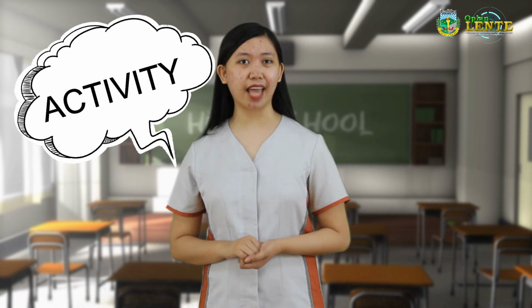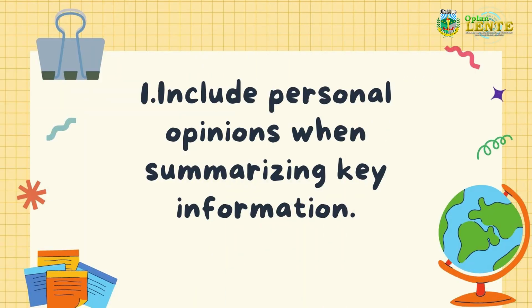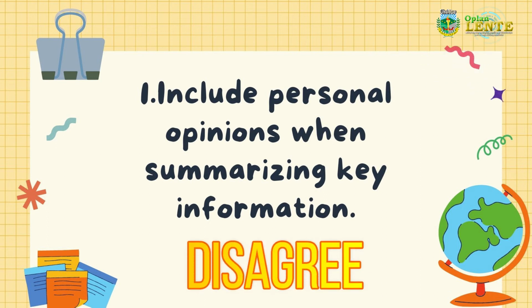To check if you really understand what we have discussed, let us have an activity. Tell whether each of the statements should be followed as a guide when summarizing a given material. Write agree or disagree in your answer sheet. Number 1. Include personal opinions when summarizing key information. The correct answer is disagree. We must always keep the objectivity. We should not include our personal opinion on the ideas in the original text.